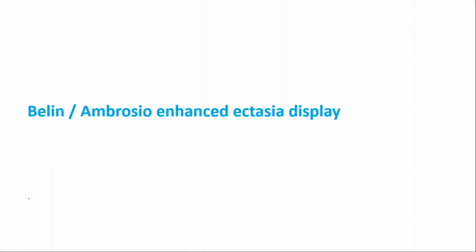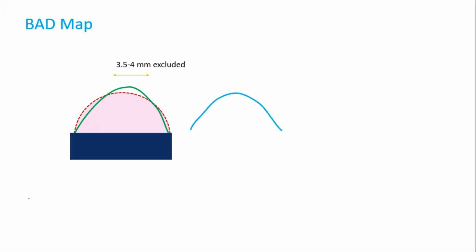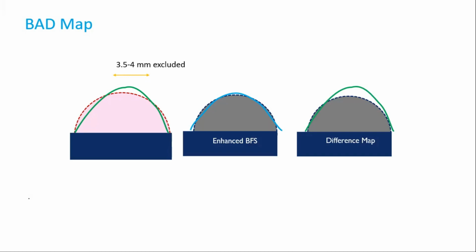The next display I'll be elaborating on is the Belin-Ambrosio enhanced ectasia display. This display accentuates the ectatic or conical regions of the cornea. This map is calculated by determining the best fit sphere from the central 8 mm zone after excluding all the data from the 3 to 4 mm optical zone centered on the thinnest part of the cornea.